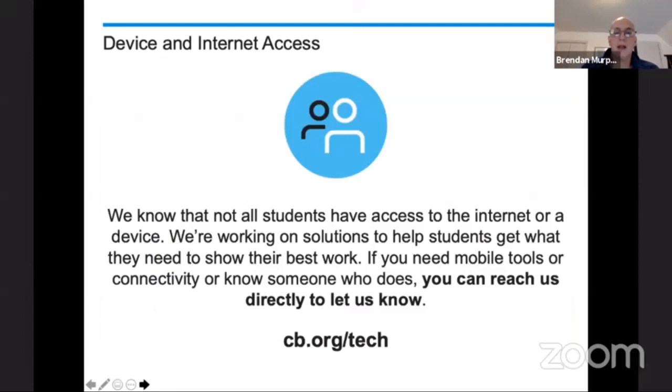College Board knows that not all students are going to have access to the internet or a device for the exam, and we really want you all to take the modified AP Stats exam. I think it's on Friday, May 22nd? The College Board's working on solutions to help students get what they need to show their best work. So please, if you have internet problems at home, you don't have a device, you need a calculator, reach out to your school, your teachers, your administrators, the College Board at the link below, and the College Board will bend over backwards to make sure that we get you what you need.